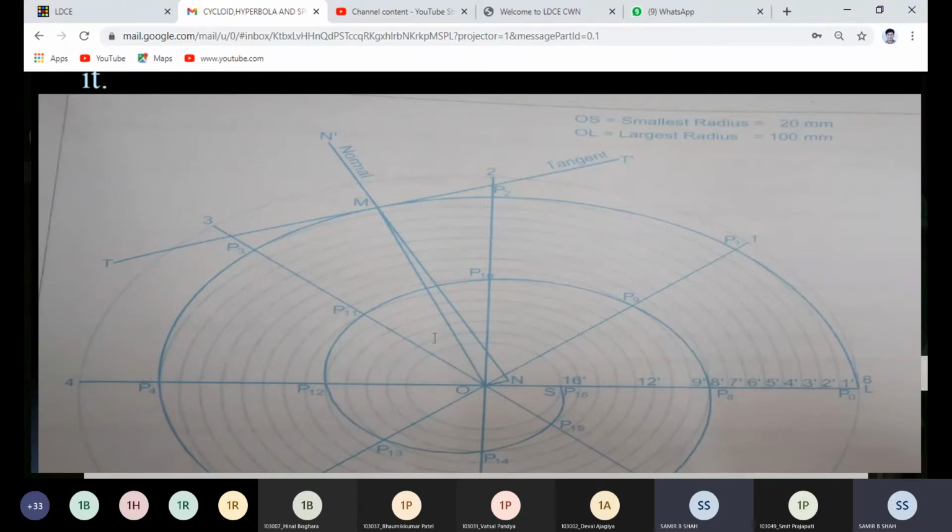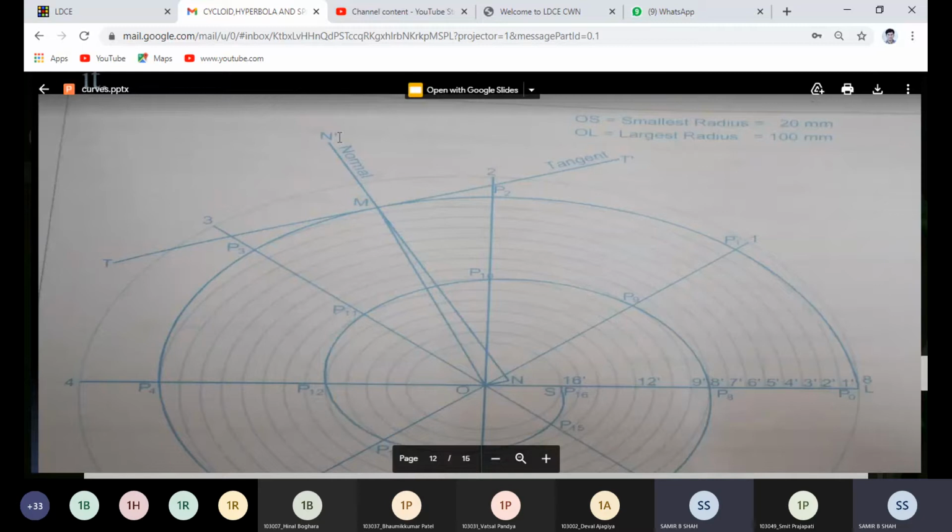So take a perpendicular to OM, and that is your N. Join N with M and extend that, that is your N dash. It is called the normal, and draw the tangent with respect to the point M. That is your tangent.